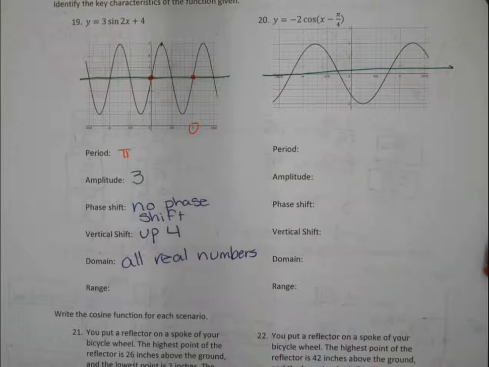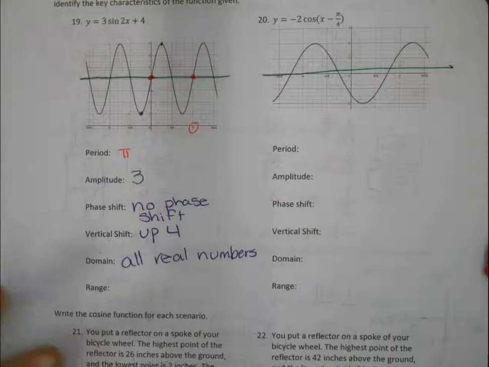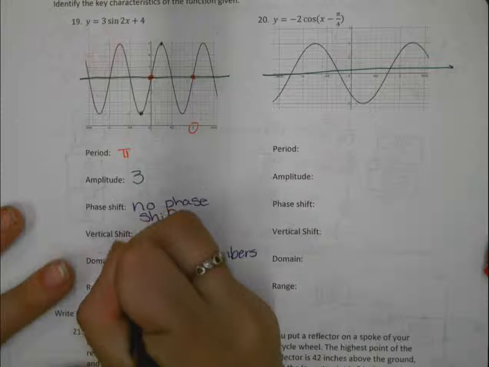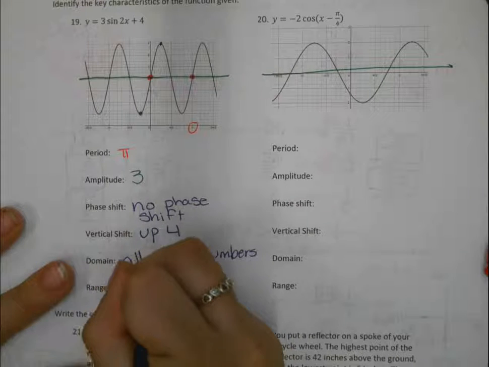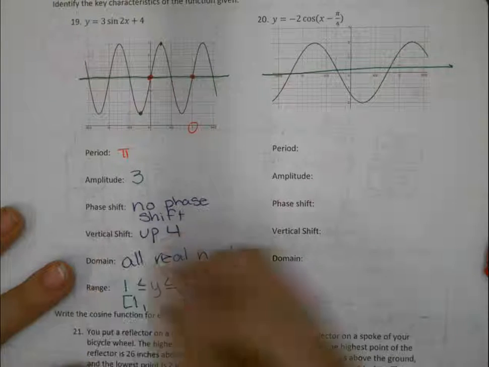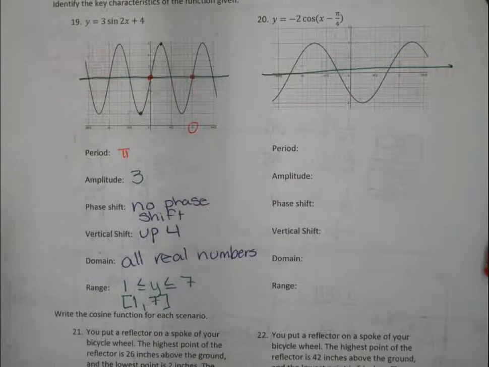And my range is the 2 points it's bouncing between. So I know 7 is my high point, and if I look over here, 1 is my low point. So it's 1 is less than or equal to y less than or equal to 7. Or another way I can write this is square bracket 1 comma 7 square bracket.